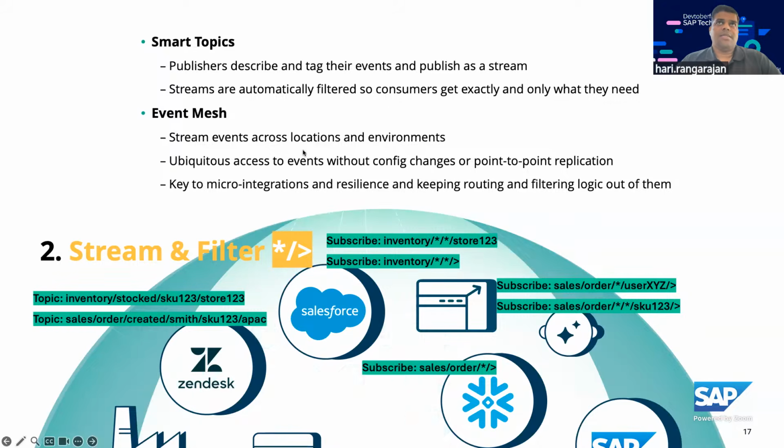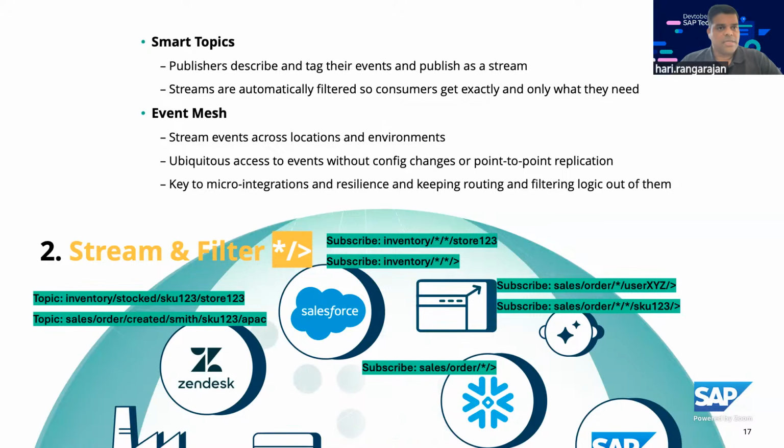So publishers describe and tag their events and publish them as a stream. These streams of events are automatically filtered by the AEM broker, so that consumers get exactly and only what they need, right? So this allows your micro integrations to be small, simple, and focus on the business logic, rather than doing boilerplate code like getting 100,000 events and filtering out the small set of 10,000 events that it needs to work on, right? So the advanced event mesh streams events across locations and environments in a seamless way.